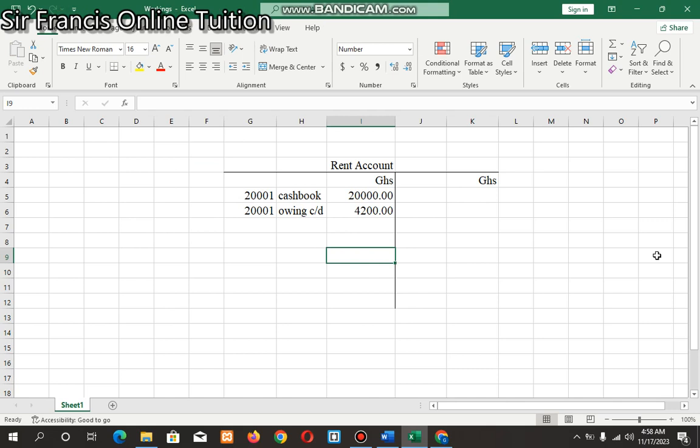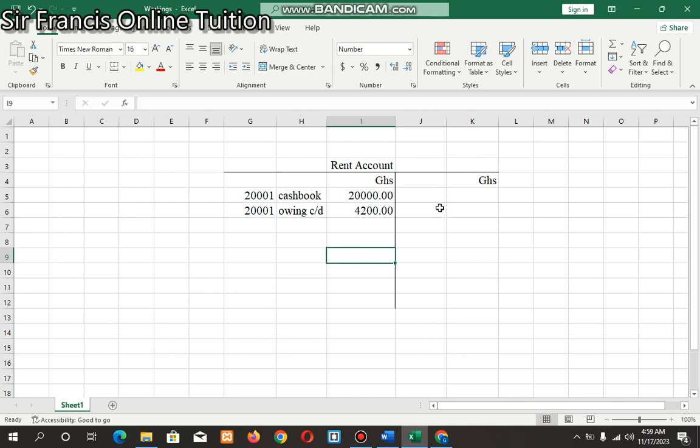After comparing the two, you pick the side with the higher amount, and that amount becomes the total for the two sides. So if you do the summation for the debit side, you're going to get 24,200, and if you do the summation for the credit side, you're going to get nothing.